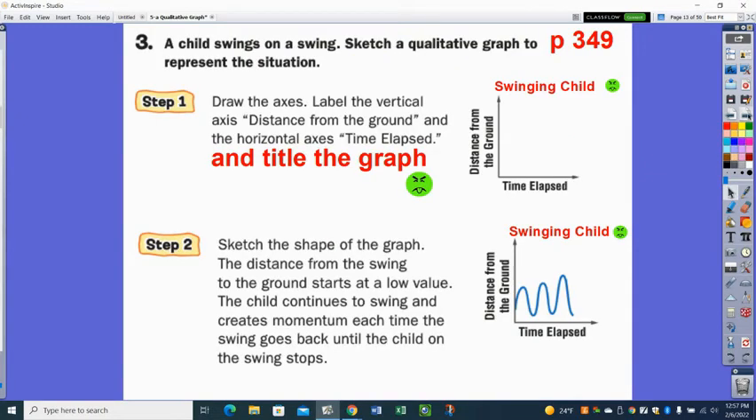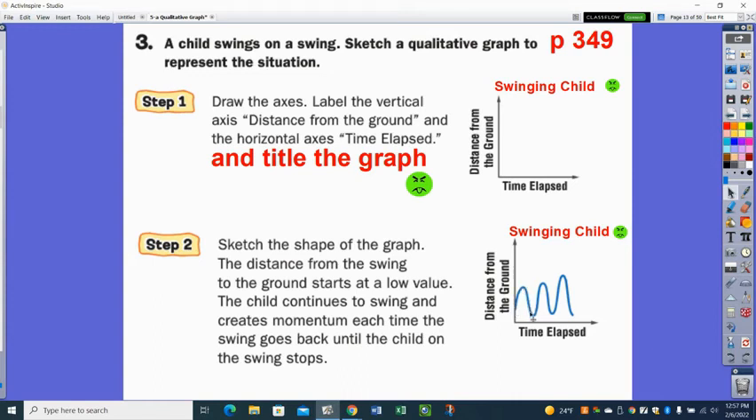Okay, number 3, I always love this one. A child swings on a swing. Sketch a qualitative graph to represent the situation. So here's our swinging child. Again, title missing, time's going by, and this is the distance from the ground, right? So first of all, you're not sitting on the ground. Notice that at time 0, there's the height of the seat off the ground, and then you're going to swing up, and you're going to swing down.